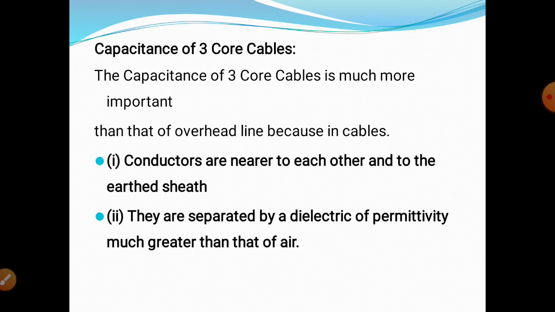The capacitance of three core cable is much more important than that of overhead line, because in cable the conductors are nearer to each other and to the earthed sheath. And next, they are separated by a dielectric of permittivity much greater than that of air. These are two important things of capacitance of three core cables.